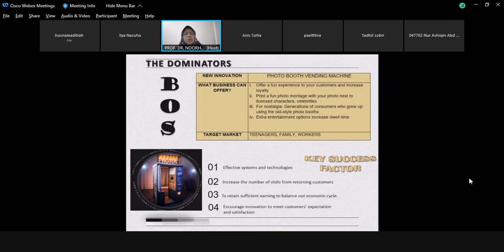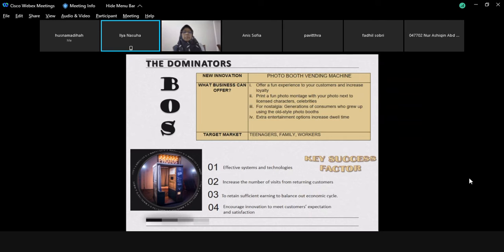Okay, so move on. For the key success factor, by implementing a blue ocean strategy and putting the photo booth, you can have an effective system and technology, because in a modern age we all know that we need to be up to date with the technology. And the second one is increase the number of visits from returning customers. Of course, we want that in all business, we want the customers to return to our stores and use the service from our stores. And third one is it can also help to retain sufficient earning to balance our economic cycle. And fourth one is encourage innovation to meet customers' expectation and satisfaction.